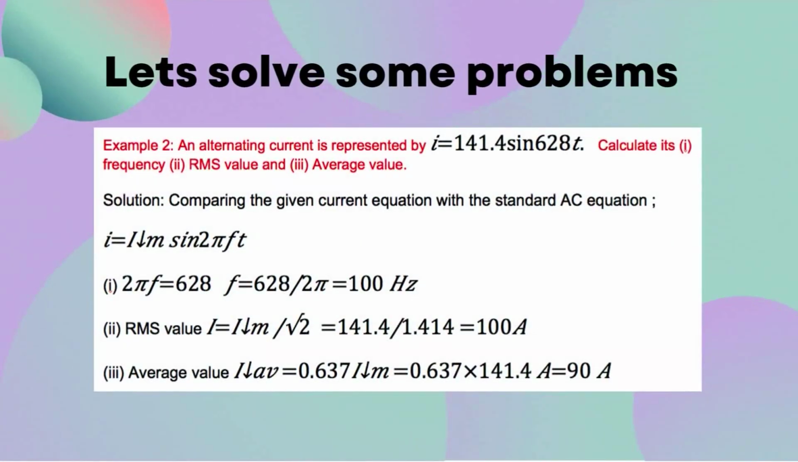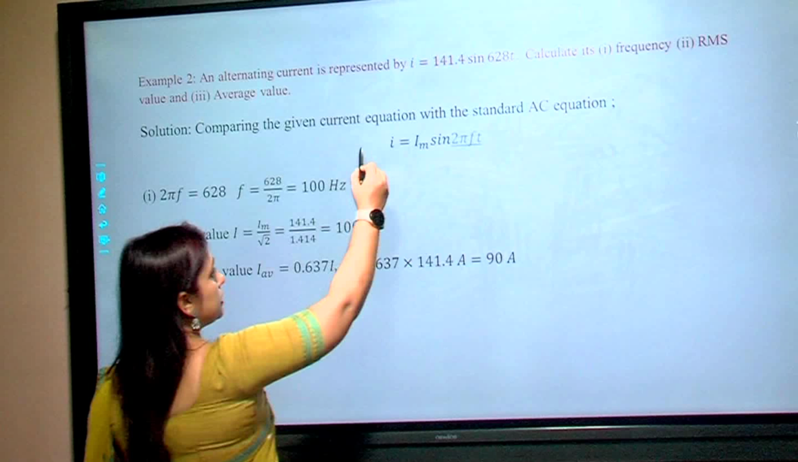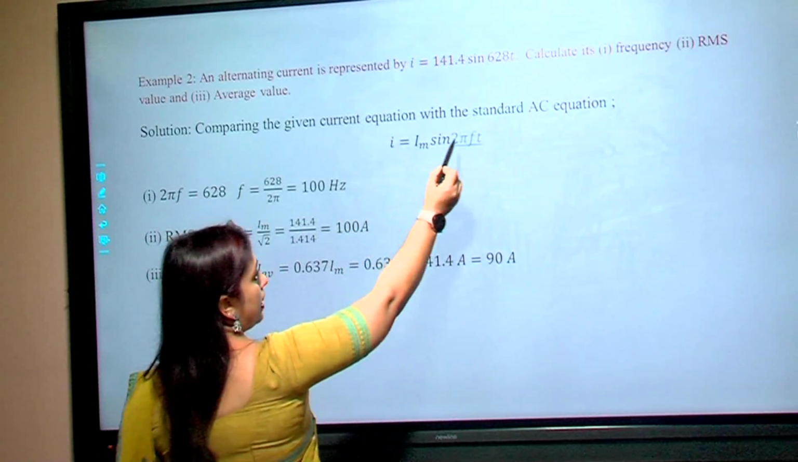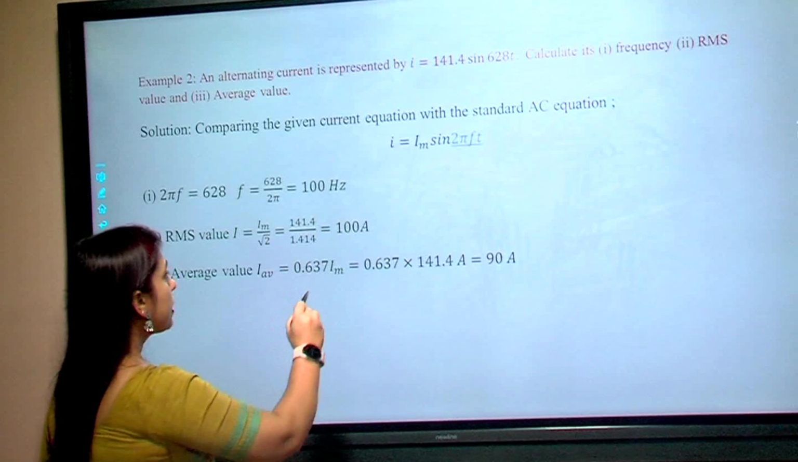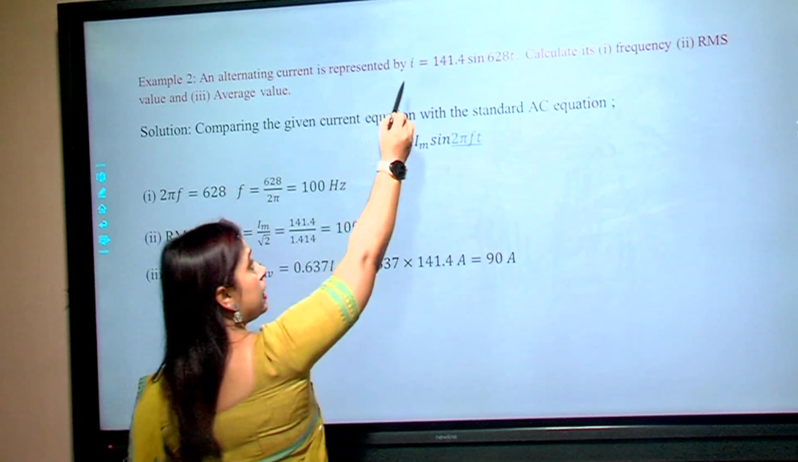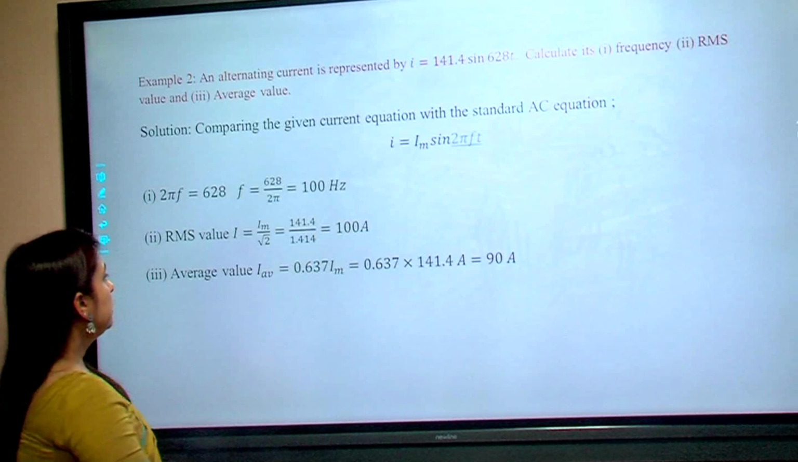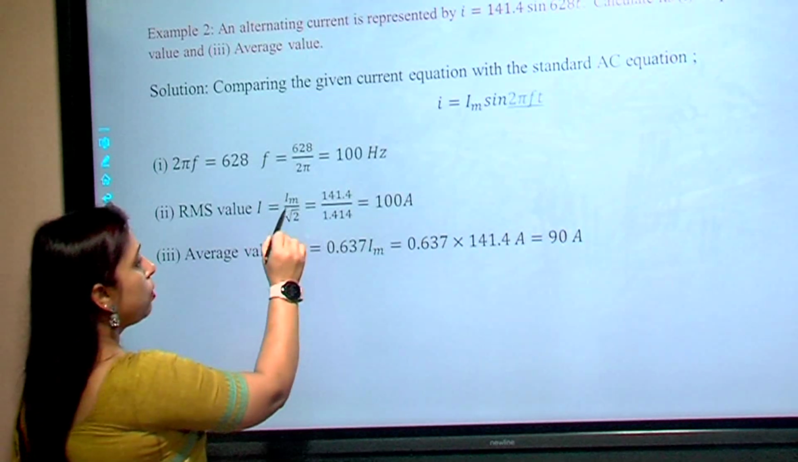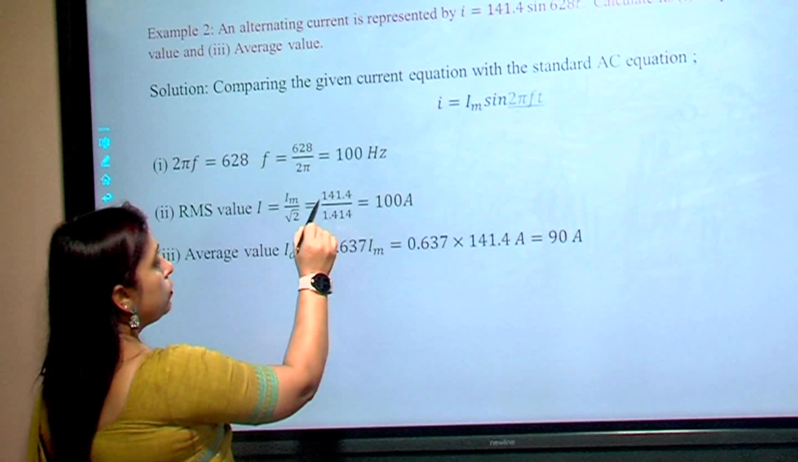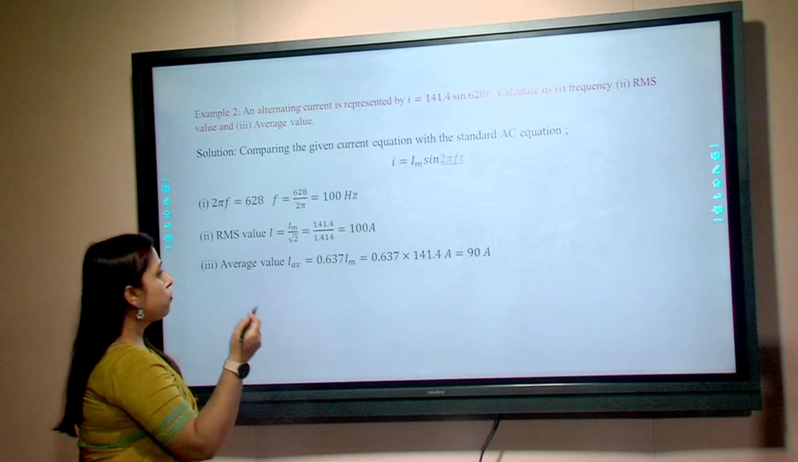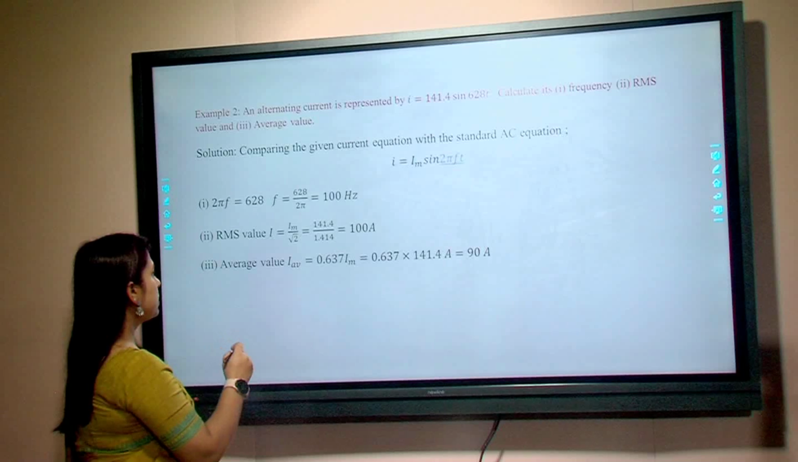In the second question, it is given that an alternating current is represented by this equation. We have to find the frequency, RMS value and average value of this AC waveform. This is the standard equation for an AC wave. If we compare this standard equation with the given equation, we find that the maximum value of current is 141.4. We have to go for finding the frequency, RMS value and average value.